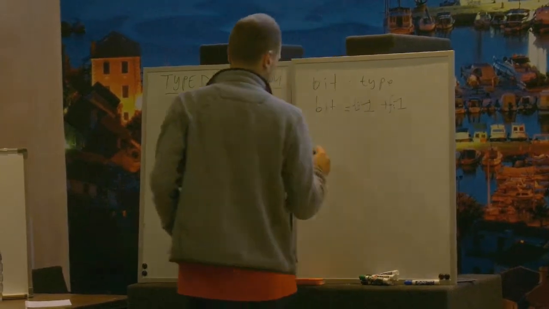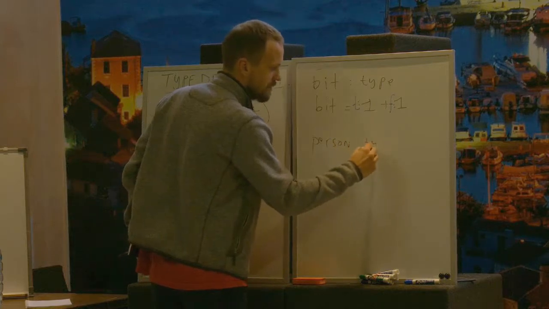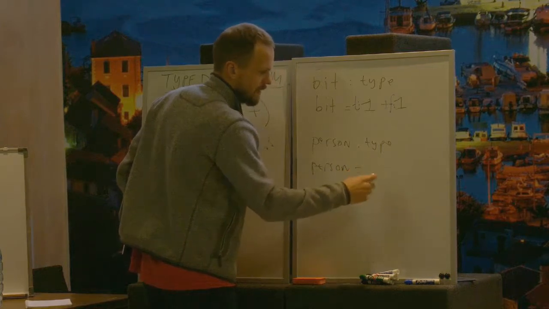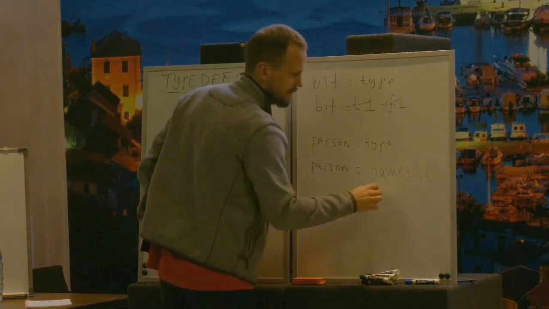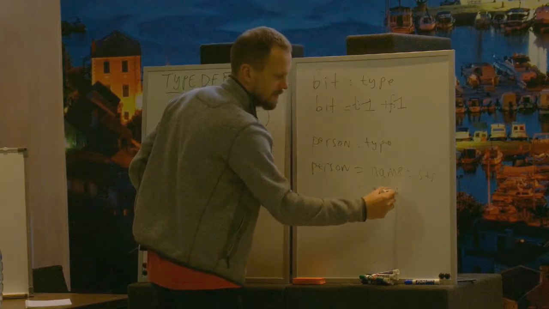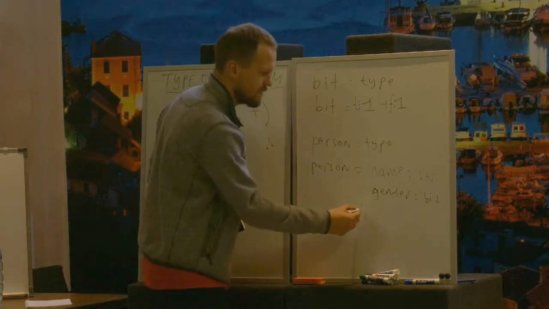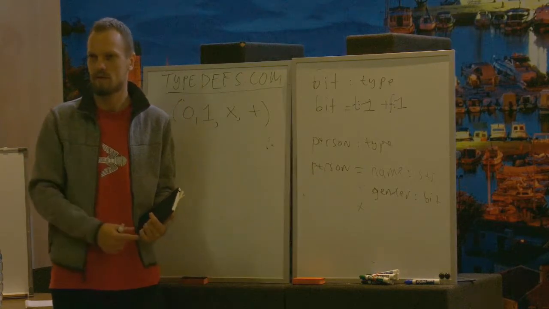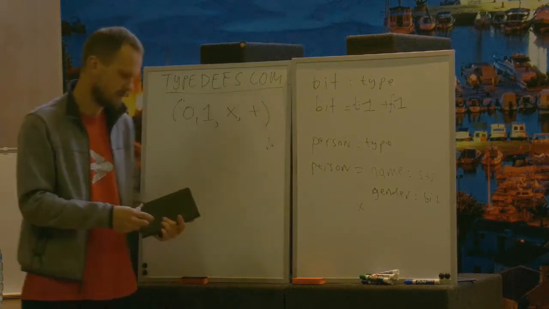Then, depending on your view, you could say person is a type, and a person is a name, which is a string that I need to define, times a gender, which could be a bit or something more general. So this is like records. And what we want to do is reflect this into a Haskell data type definition. Or the other way around, we want to take a definition and reflect that.